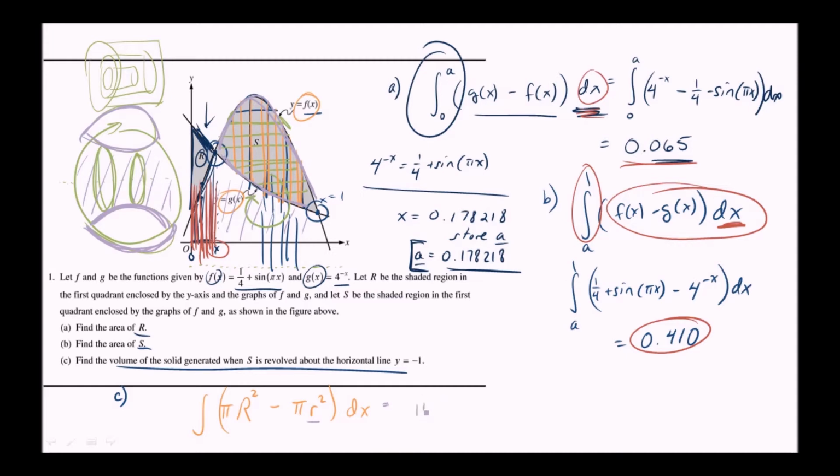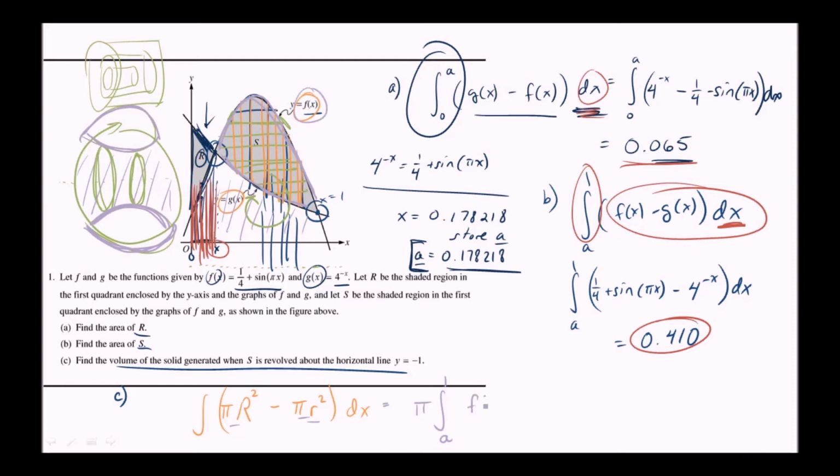So we can pull out pi because it is in both terms. Then we have the integral. What are we integrating from? Since we're revolving S, we can use the same bounds that we used in B when we found the area of S. So we integrate from A to 1 of big R squared. What is big R? Big R is f of x.